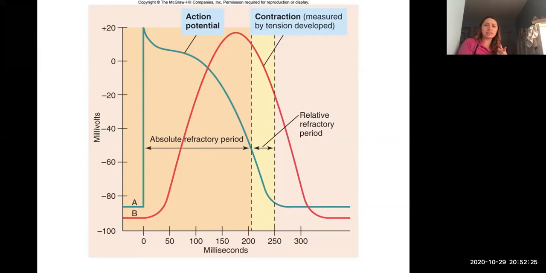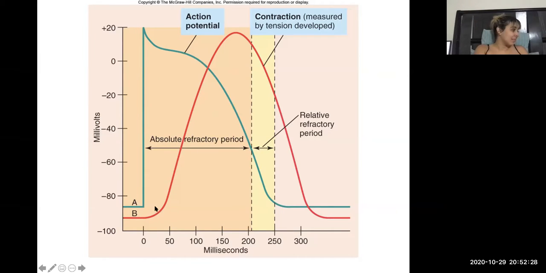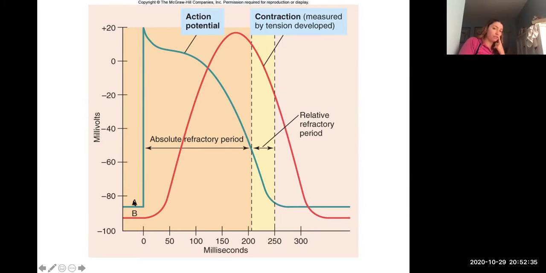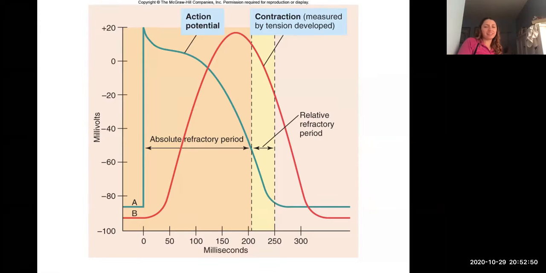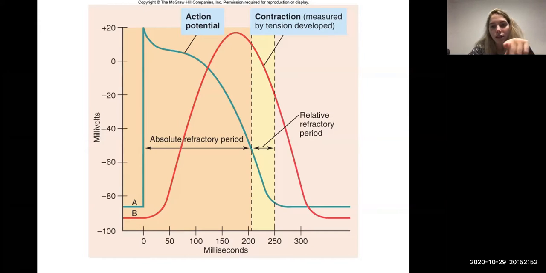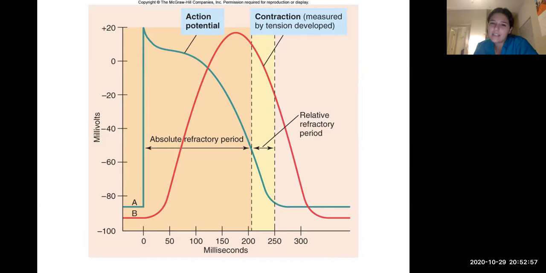I'm guessing this is talking about the nodal cells. Does anyone know? Because the nodal cells are what determine the rate of depolarization, so that's probably going to be nodal, most likely. I think so, maybe. And with the red line, it says contraction, measured by tension developed. Well, I don't know.